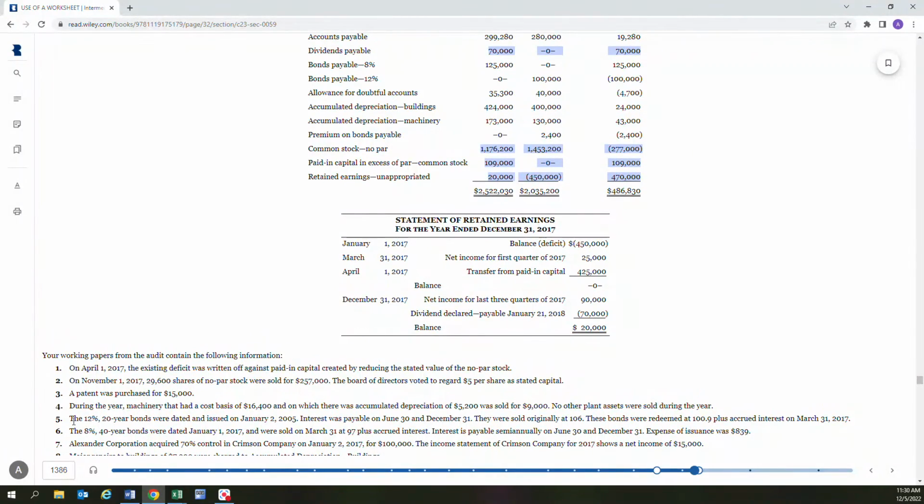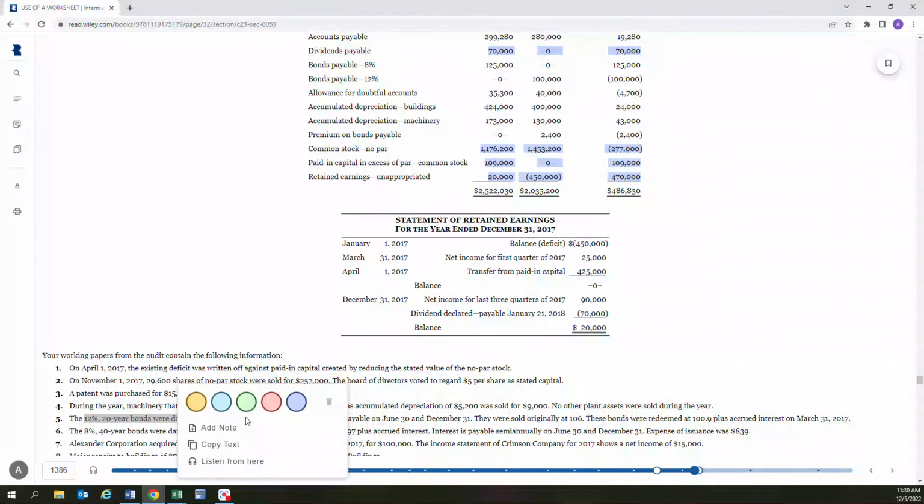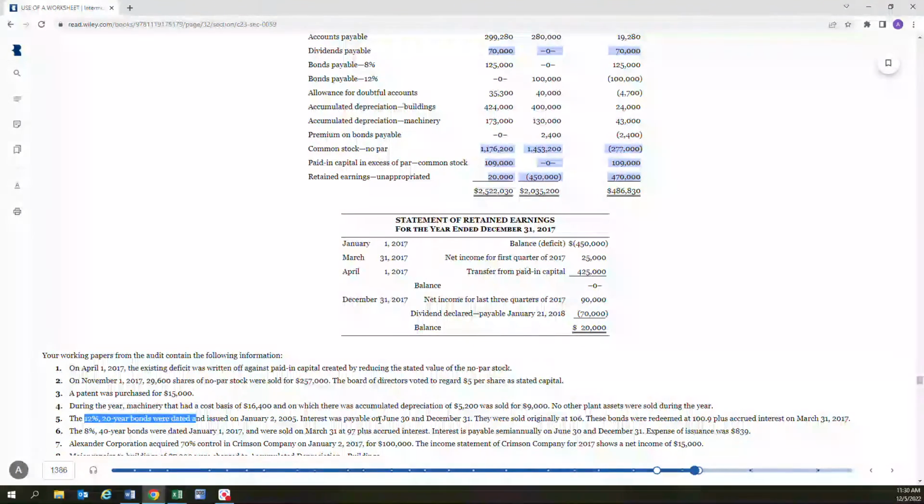But before that, let's go ahead and do number 5. Okay, this is where we paid off a loan, a 20-year, 12% loan. We paid it off early. Now, interest is payable June 30th and December 31st. They were sold originally for $106, so this was the premium originally that we're going to have to account for. And these bonds were redeemed at 100.9 plus accrued interest on March 31st, 2017.